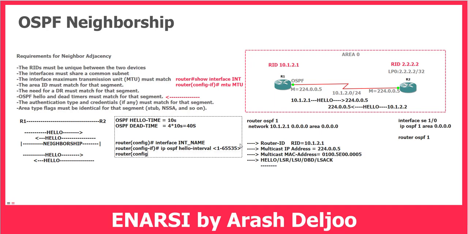Also for the dead interval, in router config-if, ip ospf dead-interval. After that, you can again configure a value between 1 and 65,535. Don't forget that if you configure only the hello interval without configuring the dead interval, the dead interval is by default 4 times the hello interval. For example, assume that here I configure ip ospf hello-interval 5. Then the dead interval will be 20 seconds.